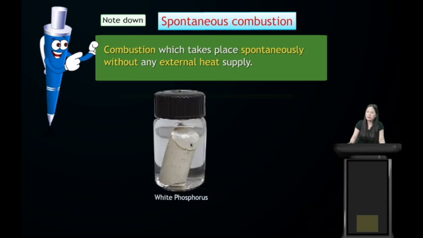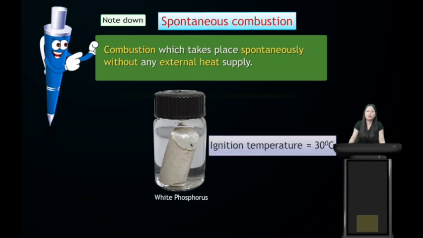Another example we have is white phosphorus. The ignition temperature of white phosphorus is 30 degrees Celsius. So when it comes in contact with oxygen at room temperature, it will catch fire on its own, even without any external heat supply. So this is another example of spontaneous combustion. Sodium is stored in kerosene, and white phosphorus is stored in water.